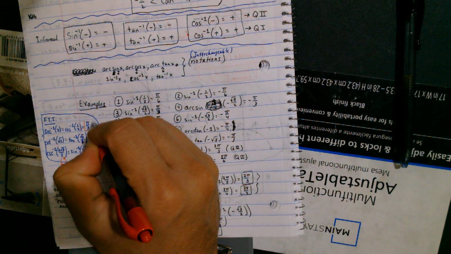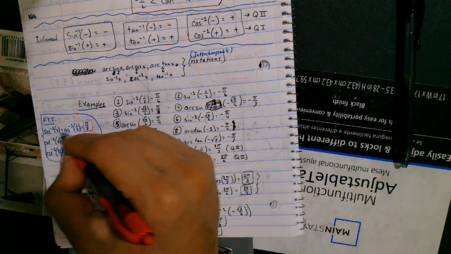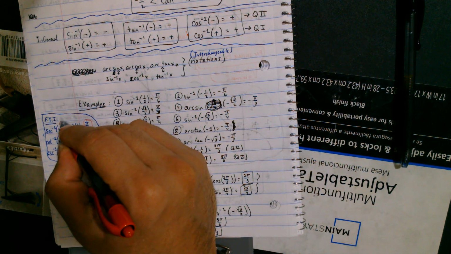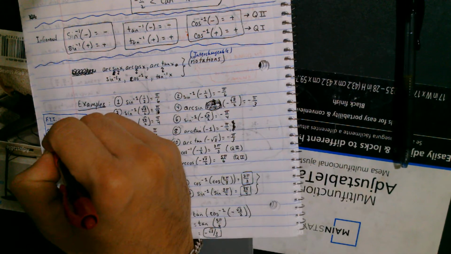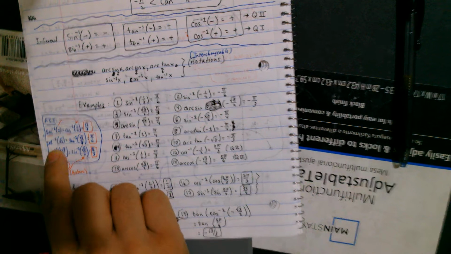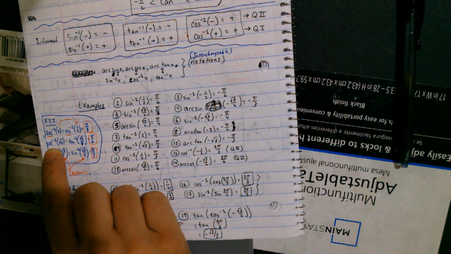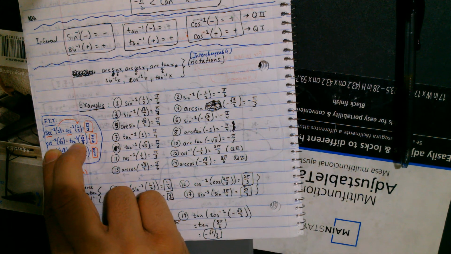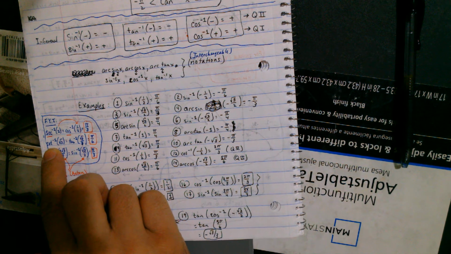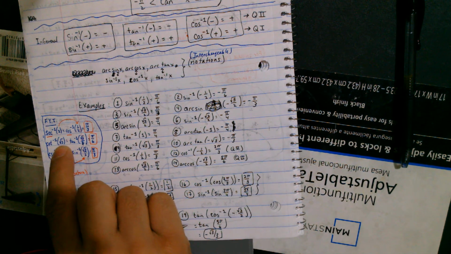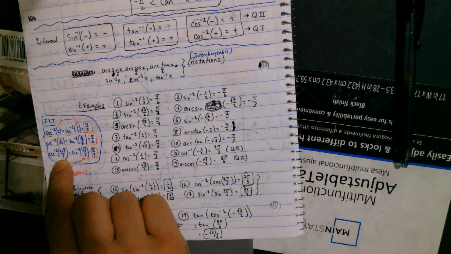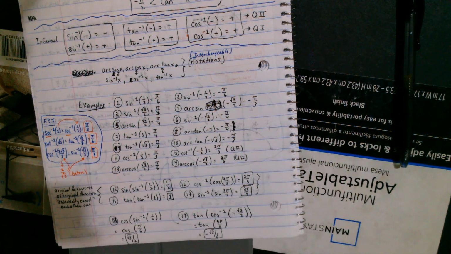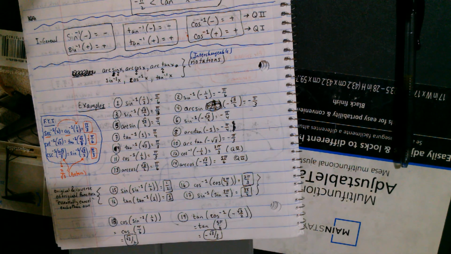So to find secant inverse of a number, you look for the cosine inverse of its reciprocal. To find cotangent inverse, you look at tan inverses, and you take the tan inverse of the reciprocal of the thing inside. To find cosecant inverse of a number, you take the sine inverse of the reciprocal. And that puts us essentially through the end of 4.7.